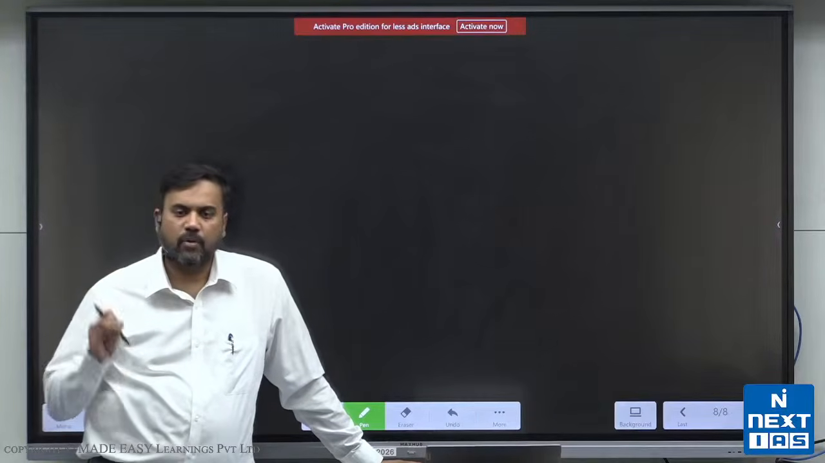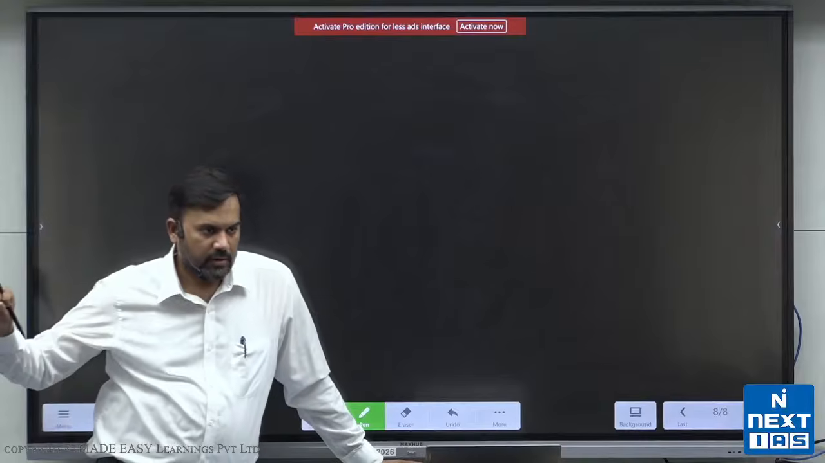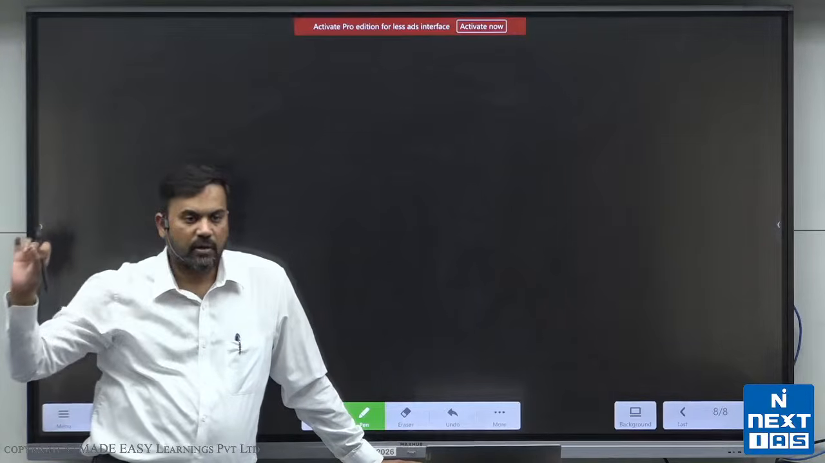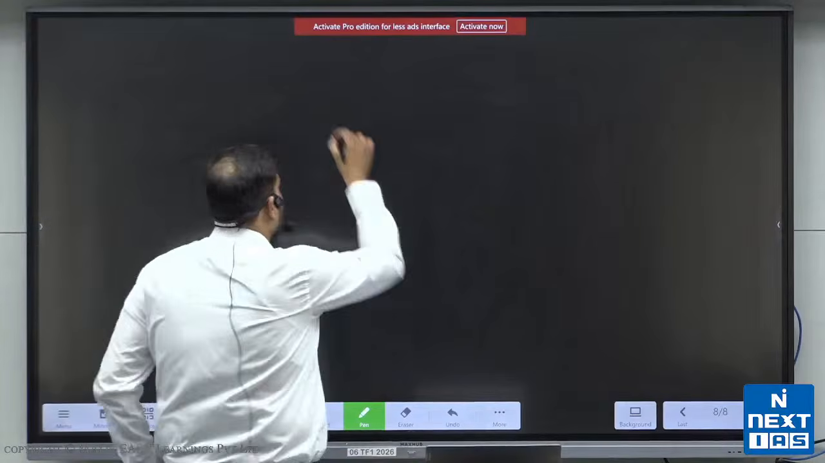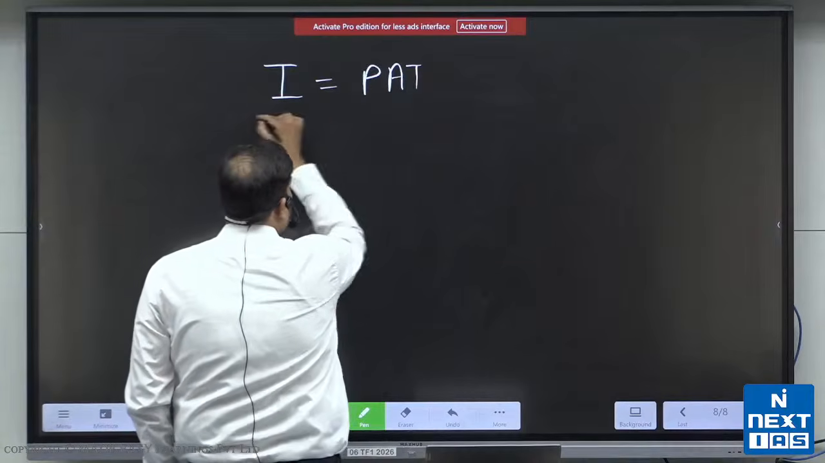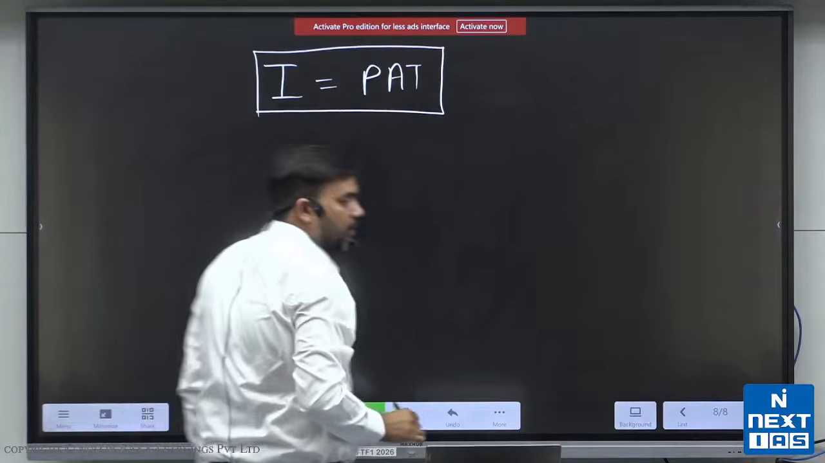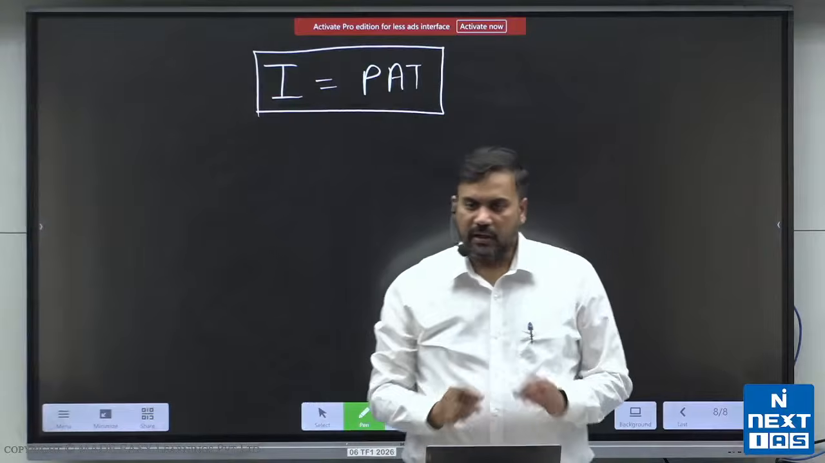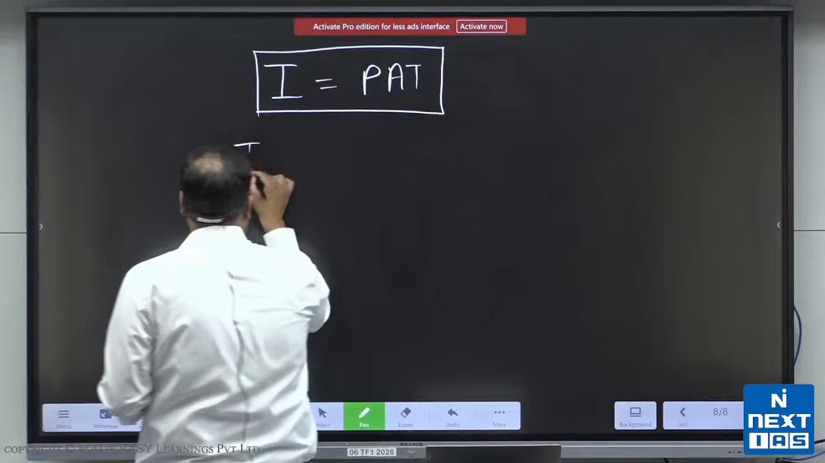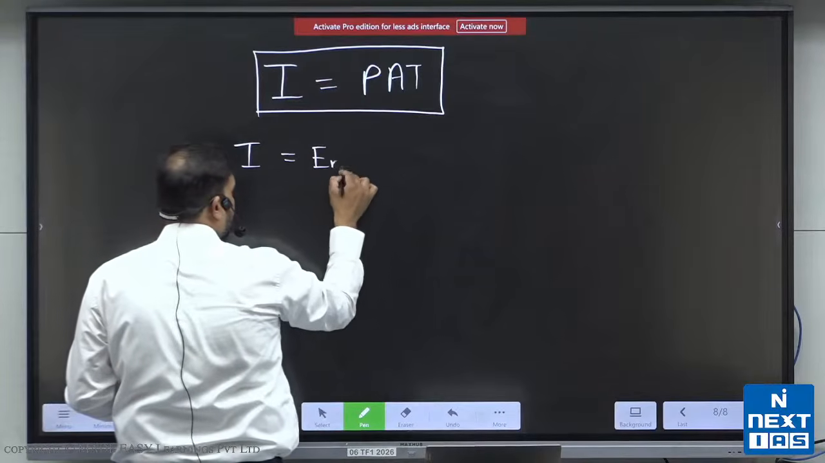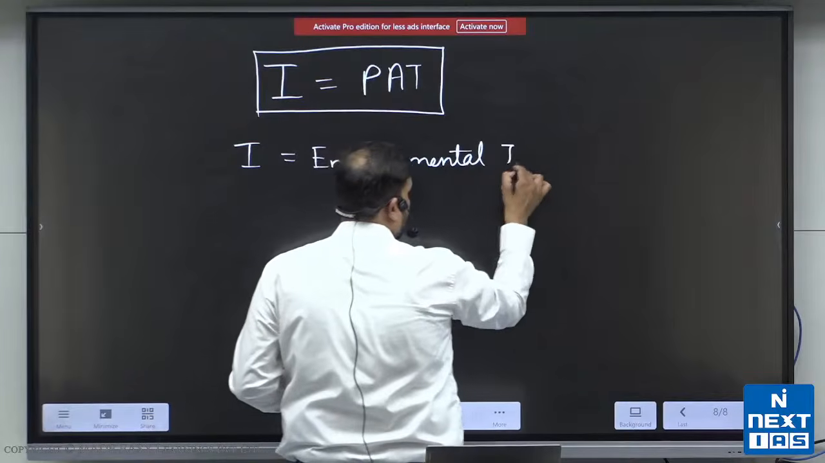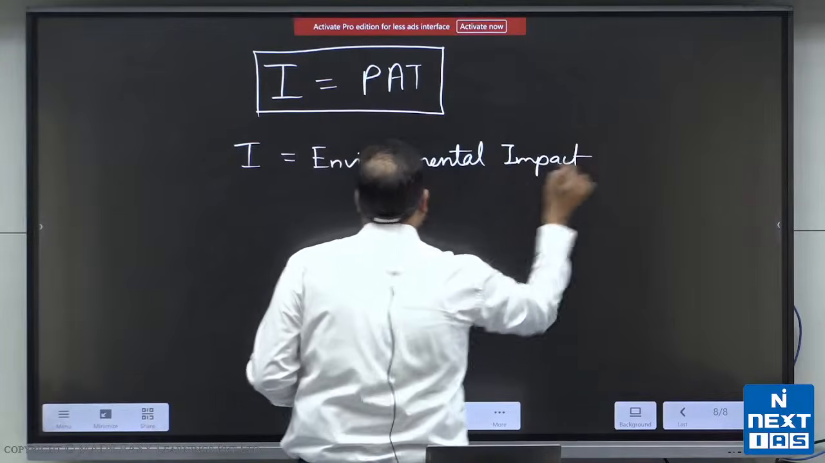Whenever we talk about population and resource, this is the first principle we will be talking about, and it is explained by the equation I is equal to PAT. So what is I here? I is the environmental impact.